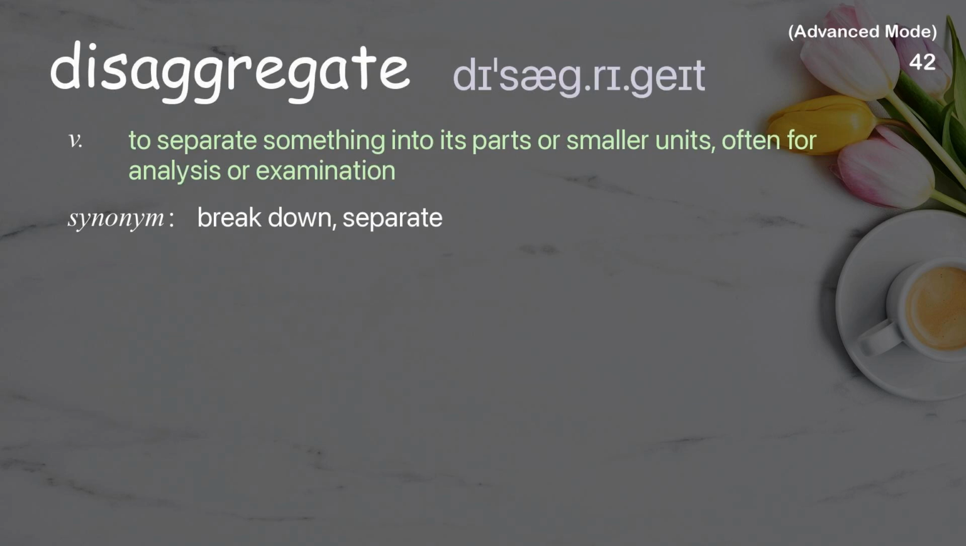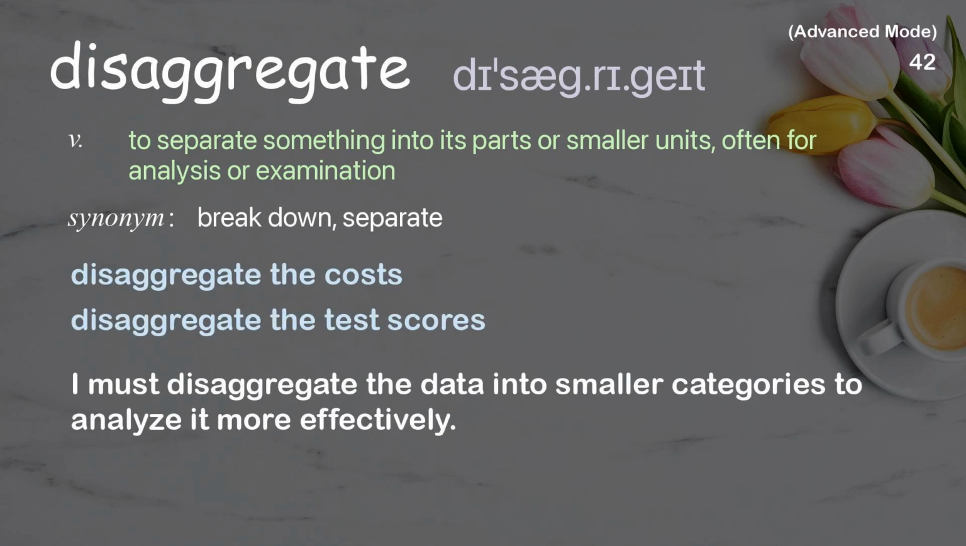Disaggregate. To separate something into its parts or smaller units, often for analysis or examination. Examples: Disaggregate the costs. Disaggregate the test scores. I must disaggregate the data into smaller categories to analyze it more effectively.